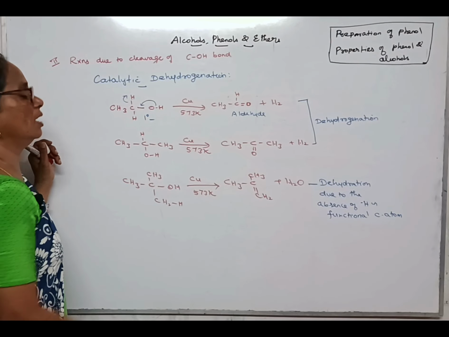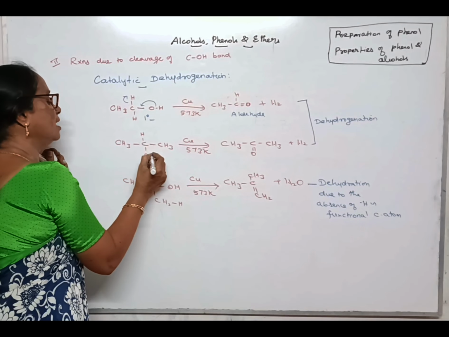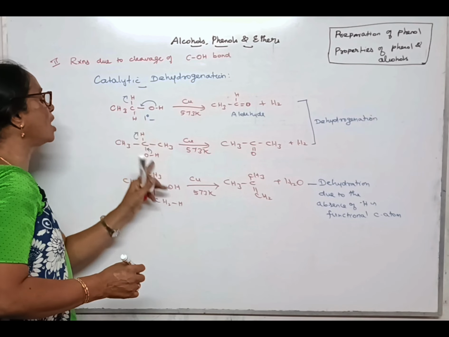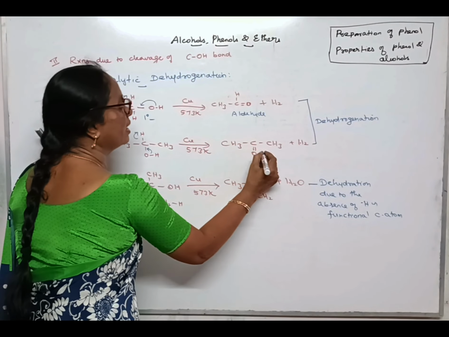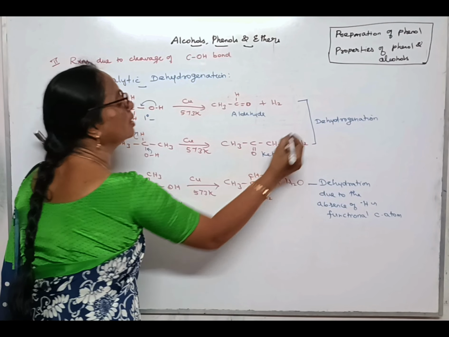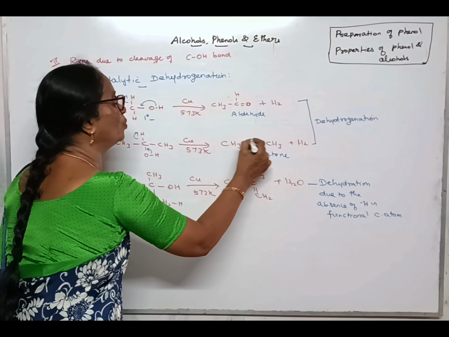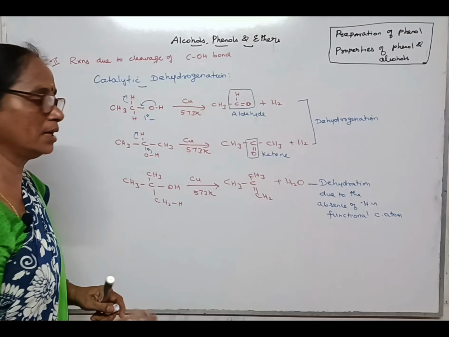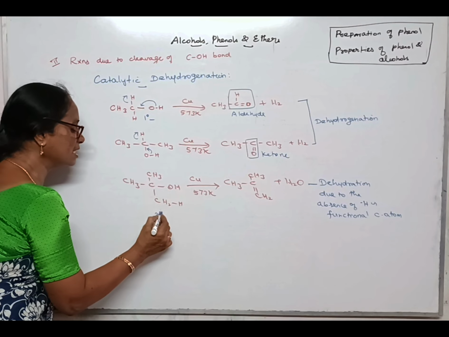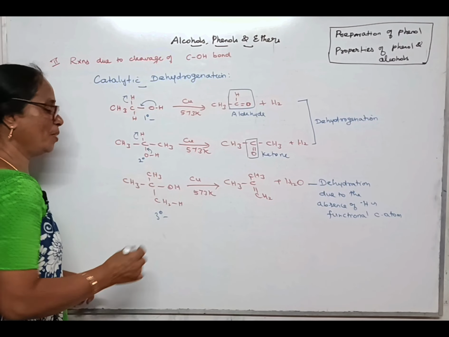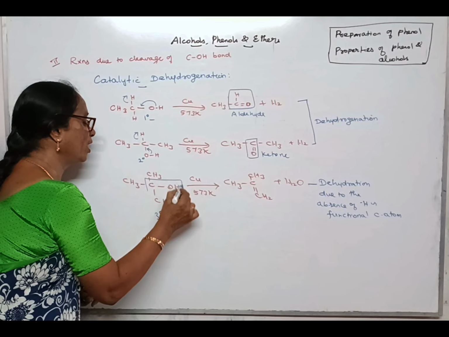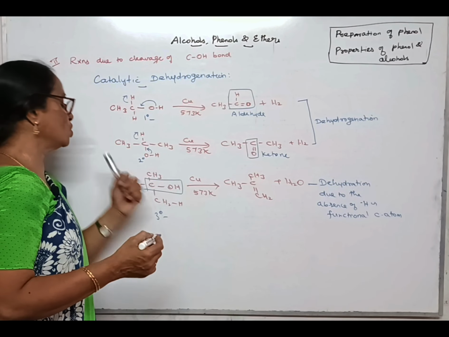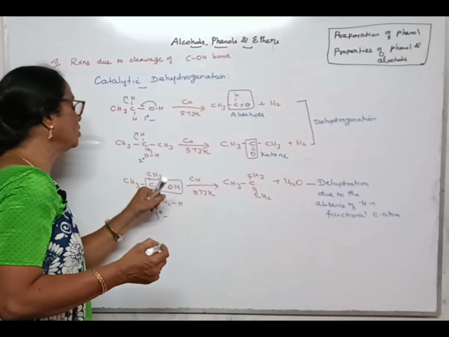Secondary alcohol, 2-propanol, which we have taken, will also undergo dehydrogenation between the functional carbon and the OH group. We get ketone and hydrogen. The CO functional group is ketone and the CHO functional group is aldehyde. But in the case of tertiary alcohol, you may find that the COH functional carbon carries no hydrogen. So it is not able to remove the hydrogen.